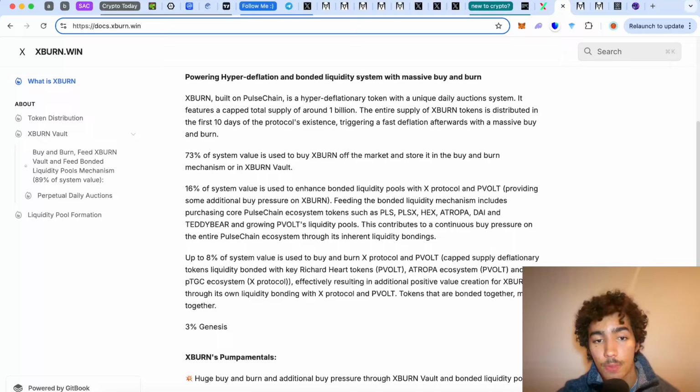Shout out to the Atropa ecosystem. Like, we will melt people's faces. That's kind of a side note, but shout out to the Atropa and Teddy Bear holders. We will win, guys. We will win.